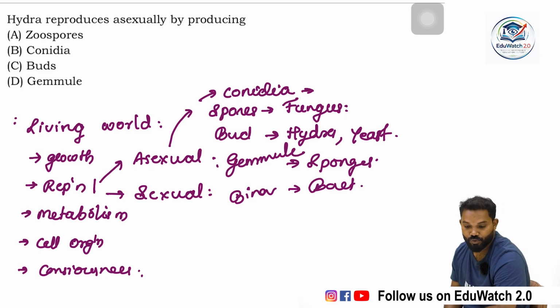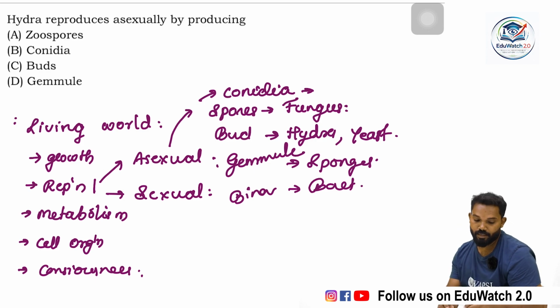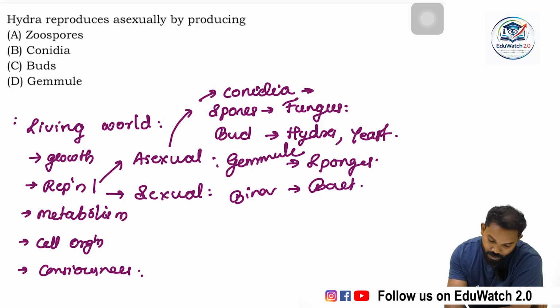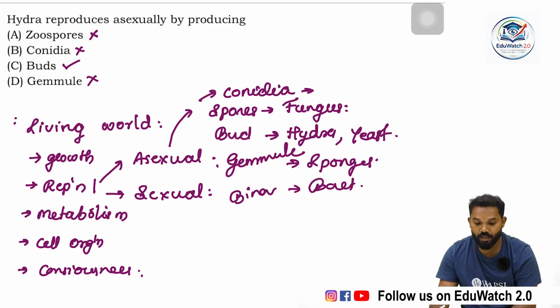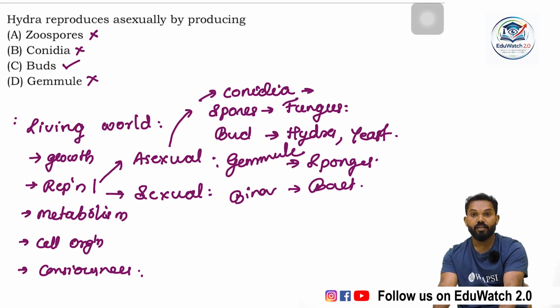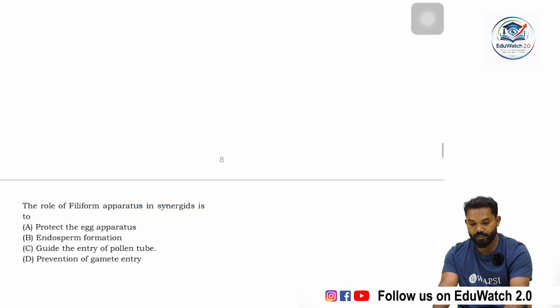Here the question is about hydra, their main asexual reproduction. Hydra reproduce asexually by producing buds. So the answer is not spores, conidia or gemmule, they are wrong answers. Budding is the asexual reproductive mode of hydra. So the answer is C. Then moving to the next question.